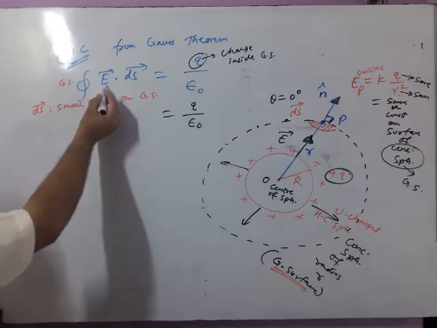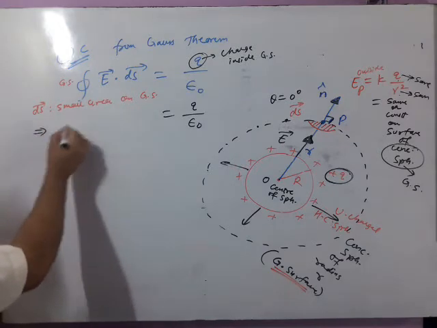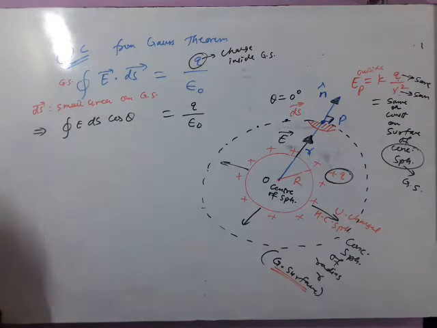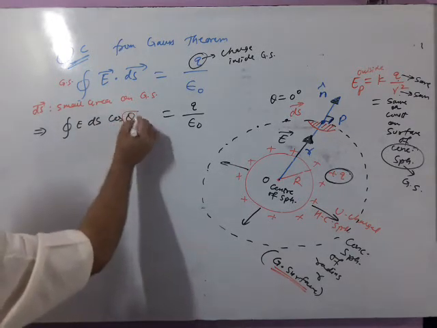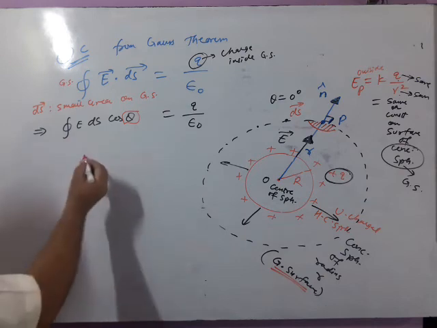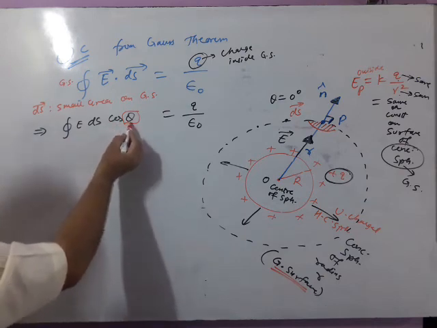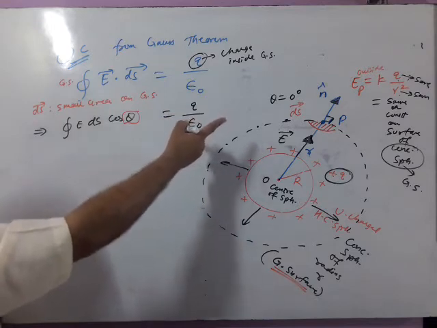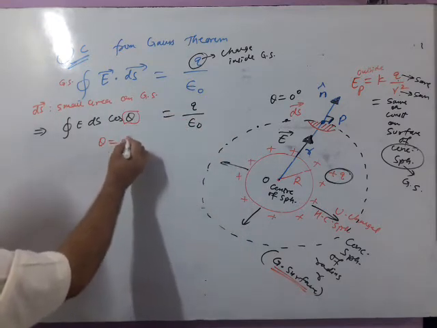This dot product is solved like this: E ds cos theta. Now the main point is this theta. Theta is the angle between the E vector and the ds vector. ds vector means n cap, so it is 0 degrees.